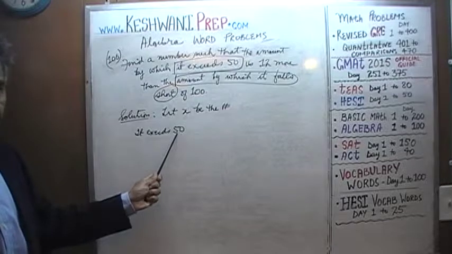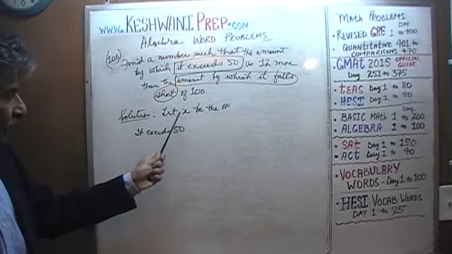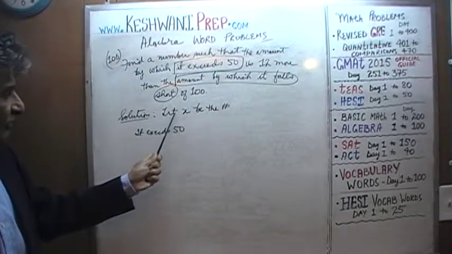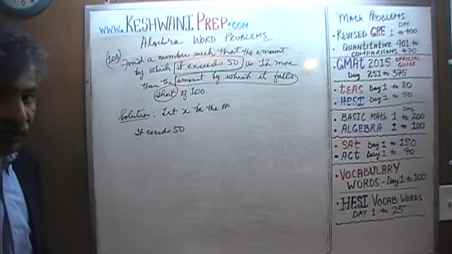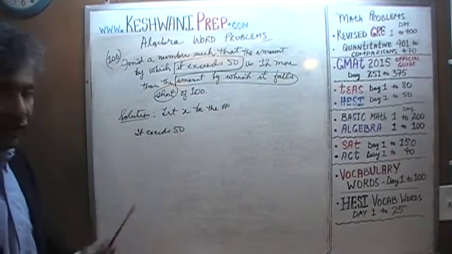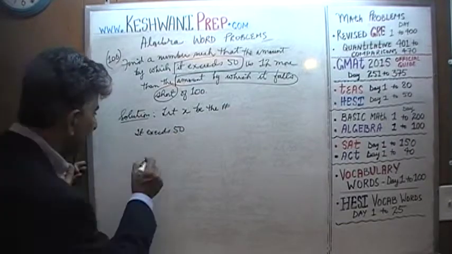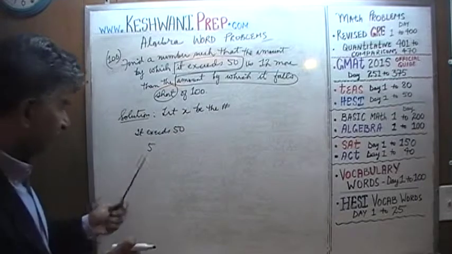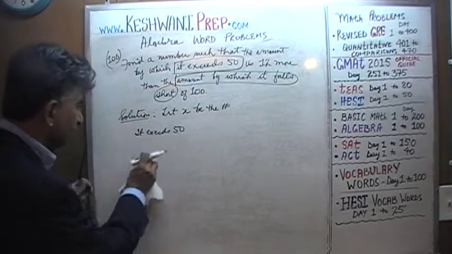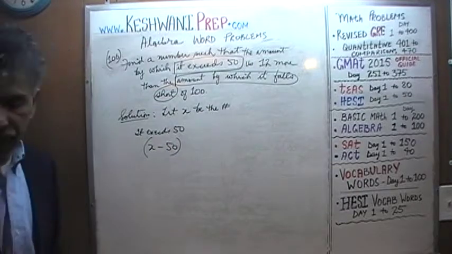How did you find 15? We just subtracted 65 minus 50. If x happens to be 80, how much does 80 exceed 50? 80 exceeds 50 by 30. How did you find 30? 80 minus 50. So how much does x exceed 50? The answer is it exceeds 50 by, it's not 50 minus x, it is x minus 50. This is how much it exceeds.